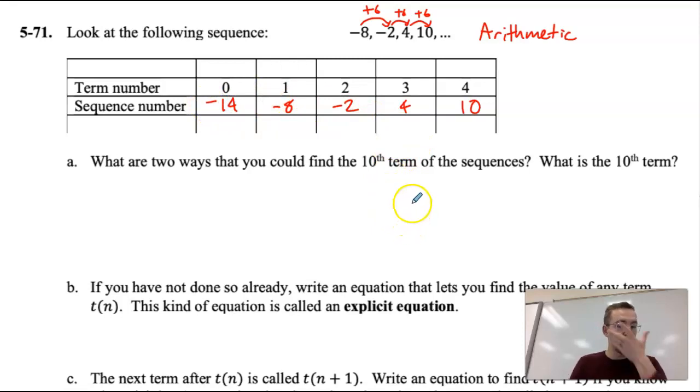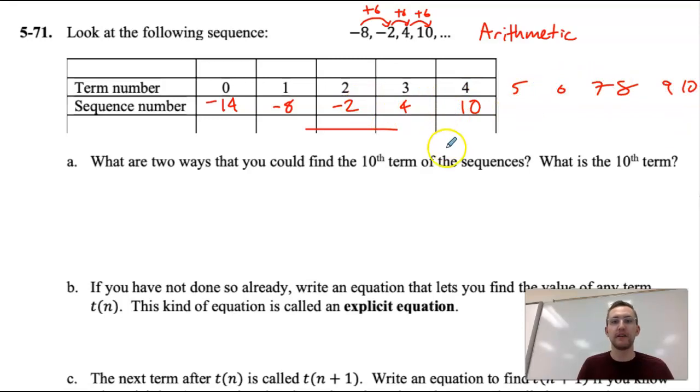So what are a couple different ways that we could figure out how to find the 10th term of our sequence here? The first way is if we just filled out this pattern all the way across. If we kept this pattern going 5, 6, 7, 8, 9, 10, and so on and so forth, we could do that to figure out the 10th term. That's one way. Second, probably the easier way, just find the equation of this sequence. So that's what we're going to start with. We're going to find the 10th term, but first we're going to write the equation.